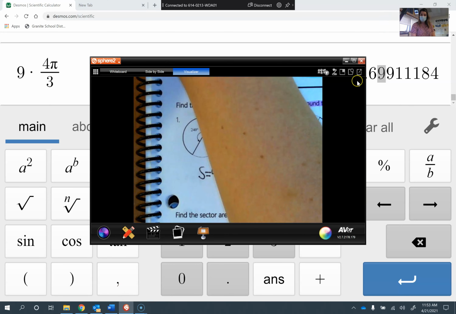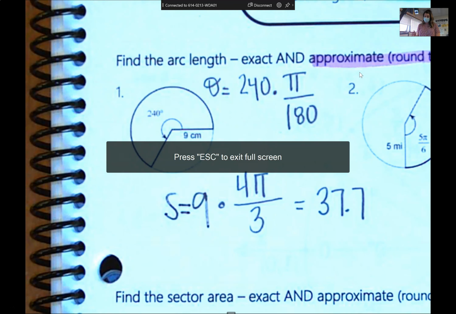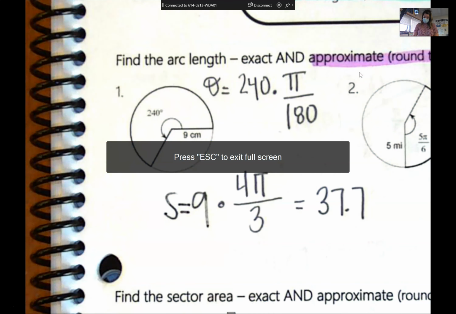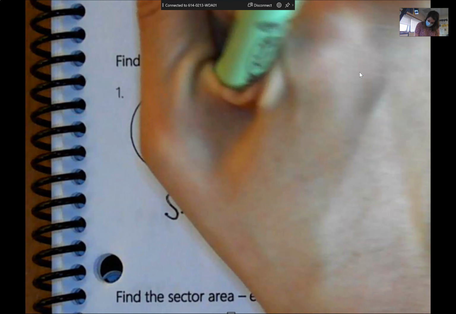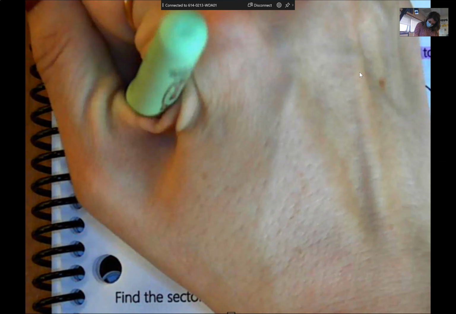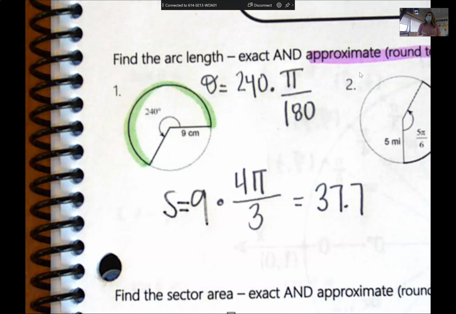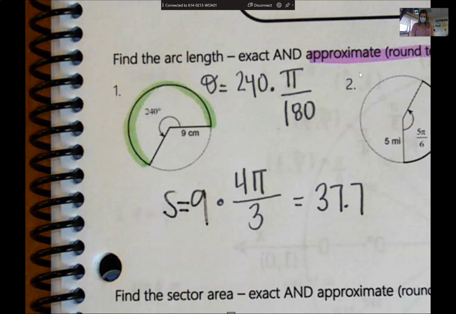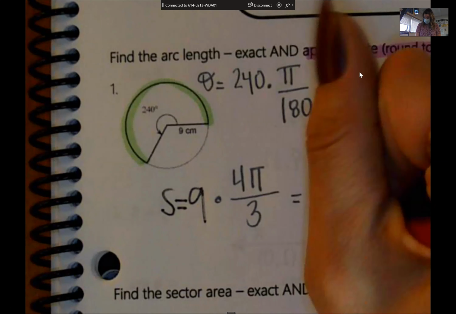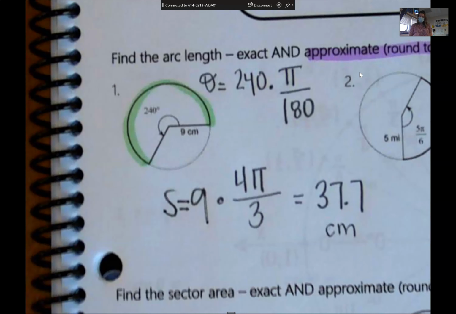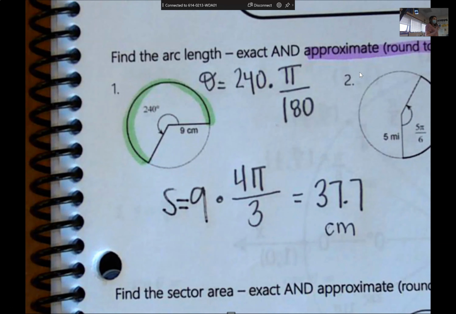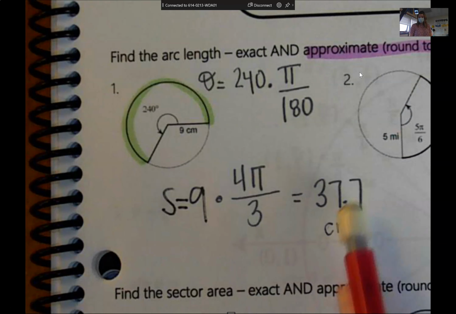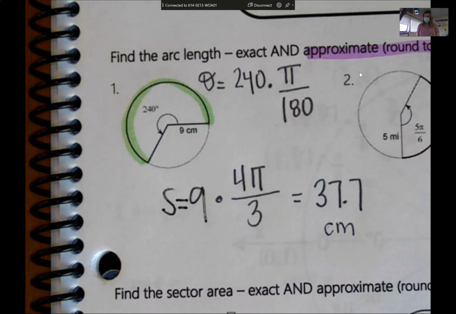So the length of that arc, let me highlight it, this big old long crust, that's a ginormous crust, is 37.7 centimeters. Canvas won't have you type in the units, you would just type in 37.7. Are you okay so far?